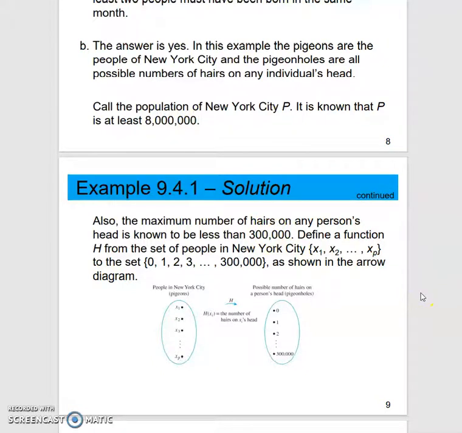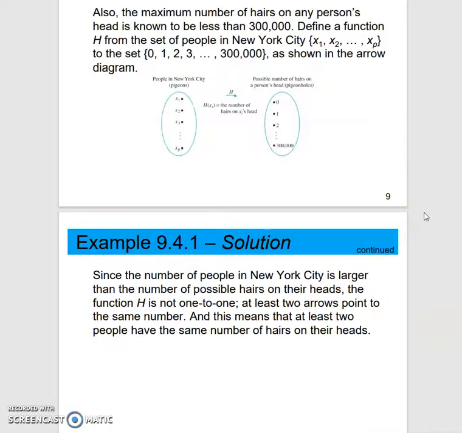So anytime that second number is less, we're going to have this pigeonhole problem. The first number I've got is more, the second number I've got is less. And we're going to describe this mathematically as it is not one-to-one. Again, we're going to have at least 2 arrows going to the same number.